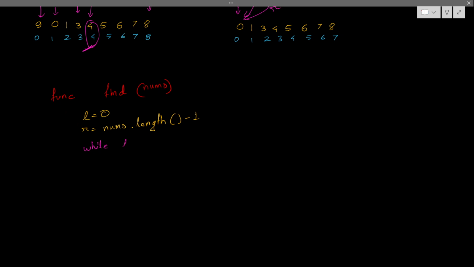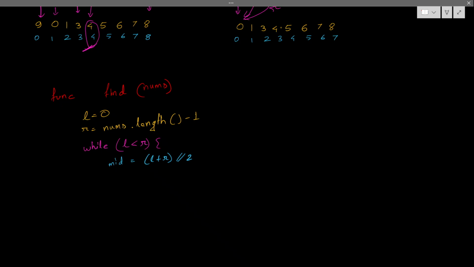So I'll iterate until L is less than R. While L is less than R, I have to calculate. Obviously, I need mid. So mid equals to L plus R divided by 2. Okay, there is another notation. If you know bit manipulation, you can write it as well: L plus R right shift 1. This is how you can also do the division. Whatever, for right now, forget about this. Okay, so mid is that.